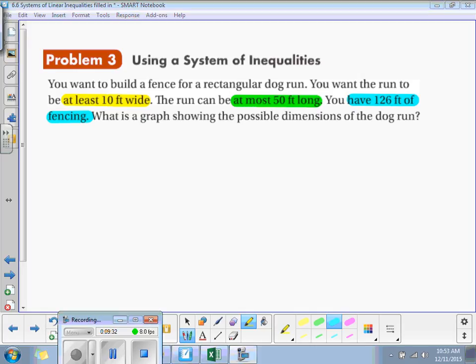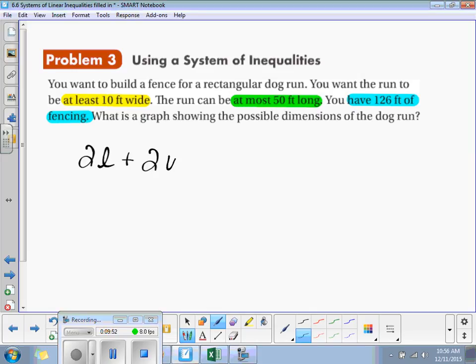All right, so we have a rectangular dog run. So what formula are we going to start with? Perimeter. We're going to start with the perimeter. Very good. So the formula for perimeter is 2 times the length plus 2 times the width. And this has to be 126 or less. Very good. So it's got to be less than or equal to 126.